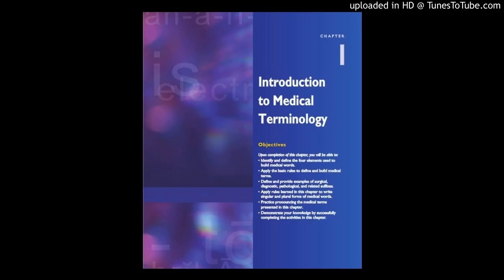A pelvimeter is an instrument for measuring the pelvis. Metry means act of measuring. Pelvimetry is the act of measuring the pelvis. Scope means instrument for examining. An endoscope is an instrument for examining within or inside a hollow organ or cavity. Scopy means visual examination. Endoscopy is a visual examination within a cavity or canal using a specialized lighted instrument called an endoscope.